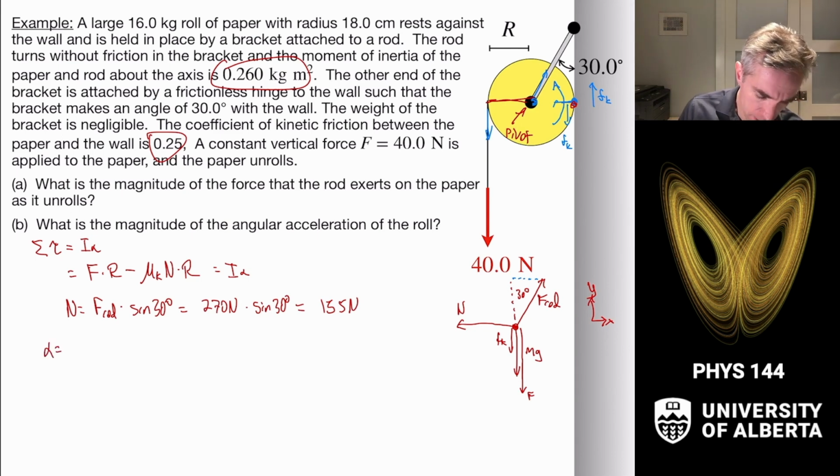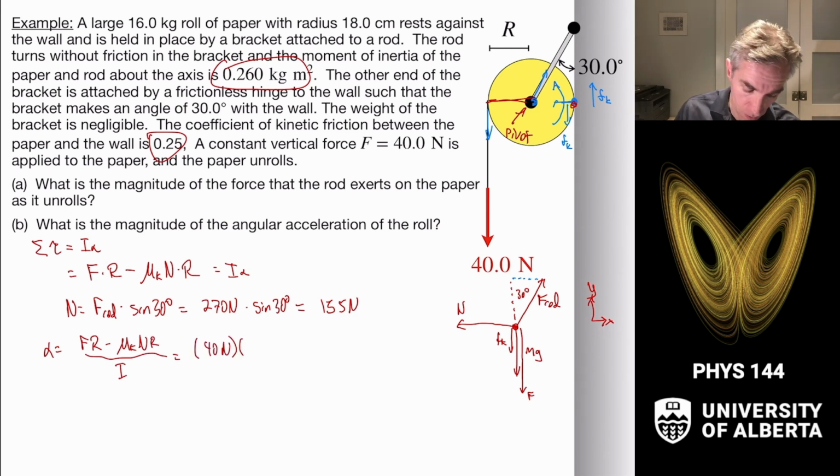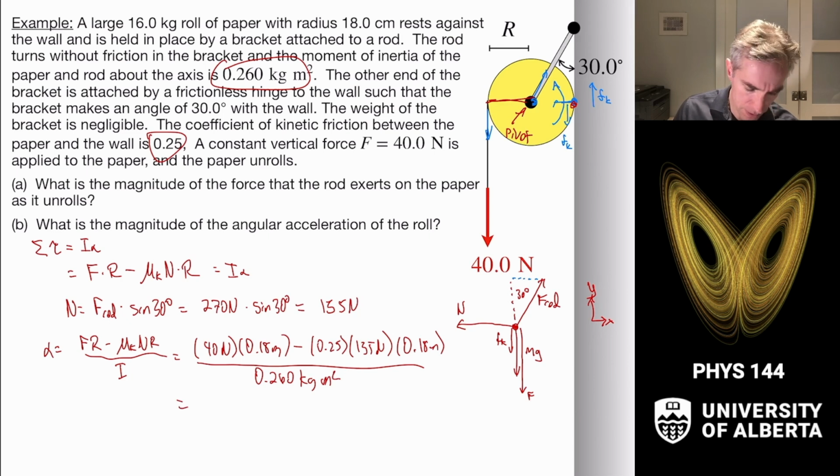So alpha is going to be equal to F r minus mu k N r, all over the moment of inertia. And then that is equal to 40 newtons times the radius of the roll, which is 0.18 meters, specified right there, minus the coefficient of kinetic friction, 0.25, times the normal force, 135 newtons, times again the radius, 0.18 meters, and then we'll divide all of that by the specified moment of inertia, 0.260 kilogram meters squared, and out pops 4.32 rad per second squared. Great.